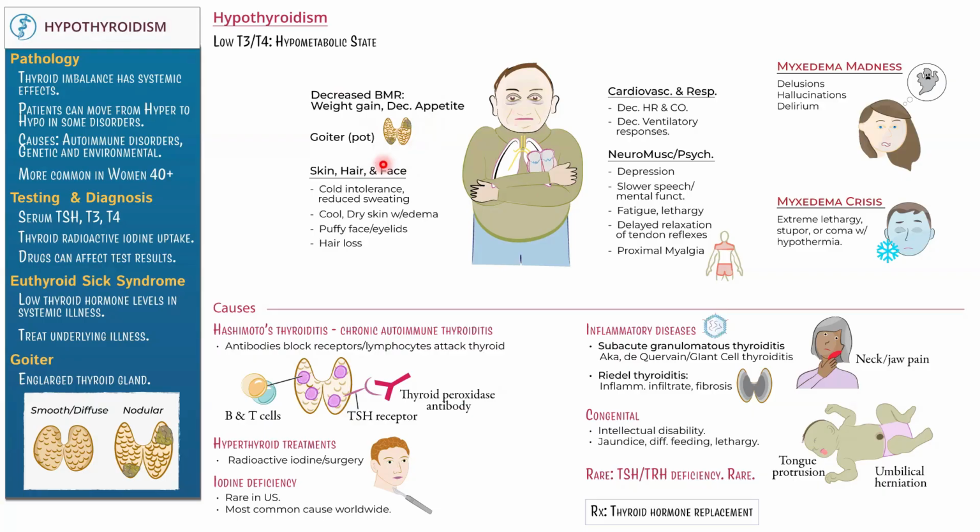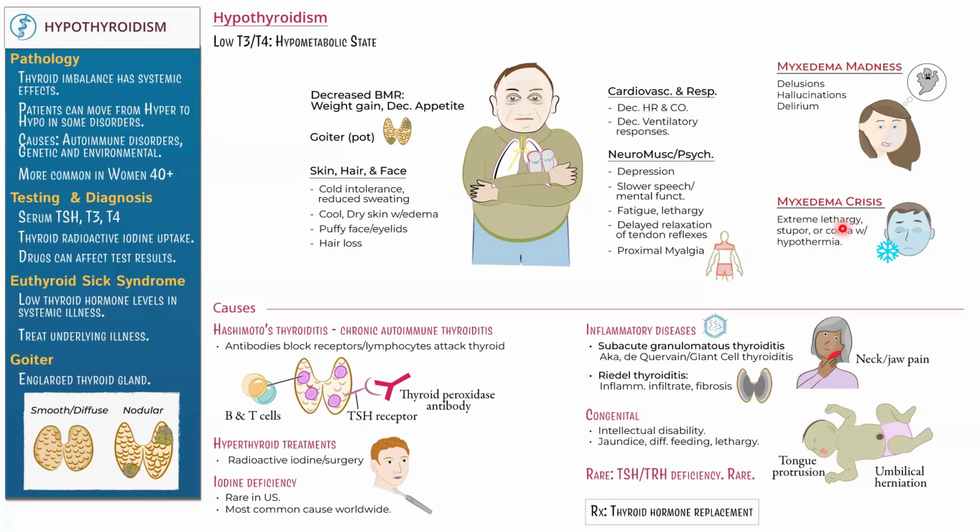In terms of the skin, hair, and the face, the person will develop cold intolerance. As you can see in this image, the person is holding his hands together because of the cold. Reduced sweating, so the person doesn't sweat. The person will have cool, dry skin, with or without edema. Then the person will have a puffy face, as you can see in this image. And the eyelids will be somewhat like this, as you can see here, and then hair loss. So you'll expect a person with hyperthyroidism to have the opposite of these effects, as we'll see.